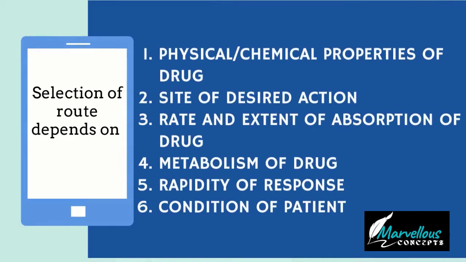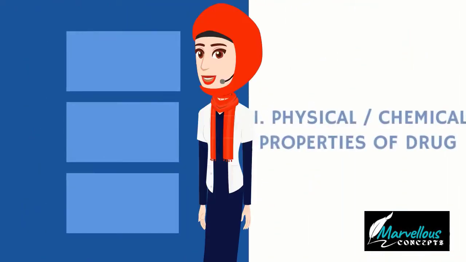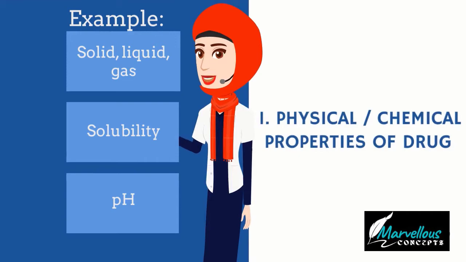The following characteristics, qualities, and conditions influence route selection. Let us go through them in more depth. The physical or chemical properties of drugs, such as whether it is in a solid, liquid, or gaseous state, and what is the solubility of the drug in a particular solvent, such as whether it is lipid soluble or water soluble, and what is the significance of these three forms of drug with their solubility parameters.